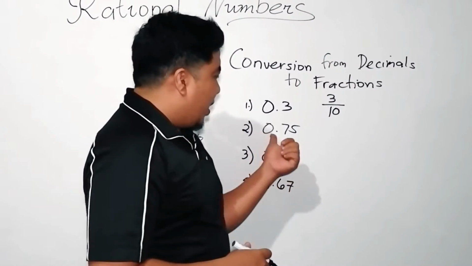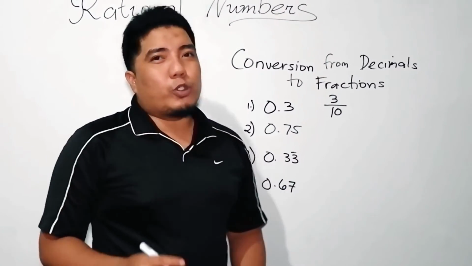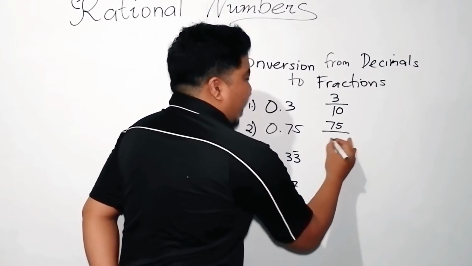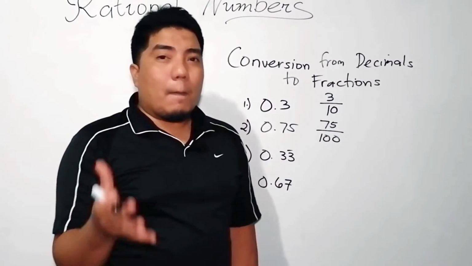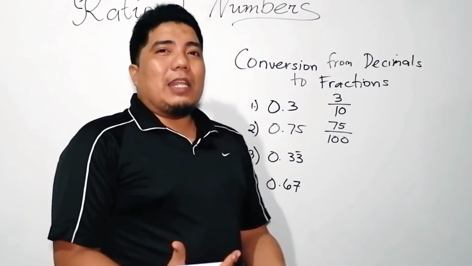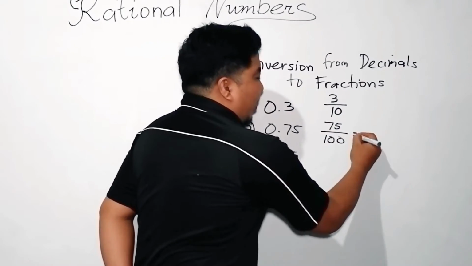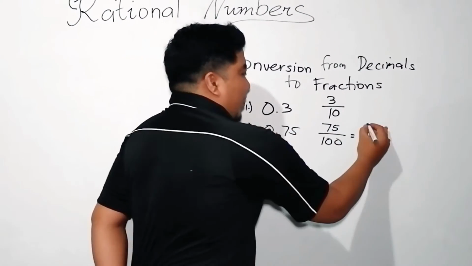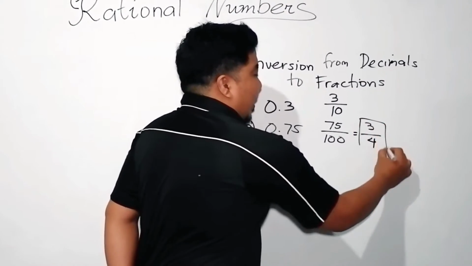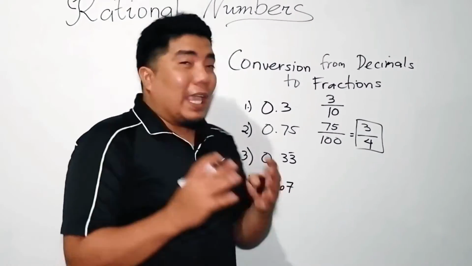Now, let us proceed. We have here 0.75. Now, 0.75 can also be read as 75 hundredths. So, basically, you just write 75 over 100. But your answer doesn't end here. Why? Because 75 and 100 can still be converted into its lowest terms. Okay, so both are divisible by 25. So 75 divided by 25, that is 3. 100 divided by 25, that is 4. So your final answer is 3/4. Easy, right? Now let us go to an example in which it doesn't end.